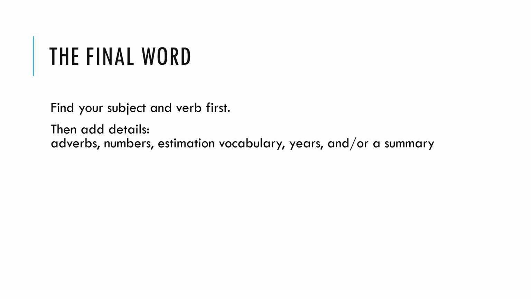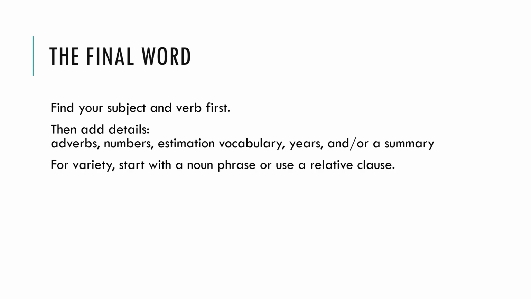And now the final word. Find your subject and verb first. This is the easiest and most efficient way of getting your sentence started. Once you have these, you're on your way. Then add your details, add your adverbs, add your numbers, use estimation vocabulary if it's needed. Don't forget your years, and if you like, you can add a summary.